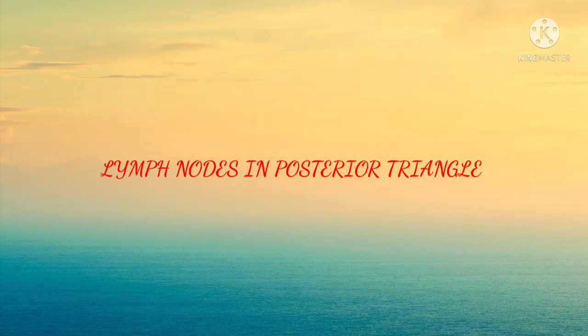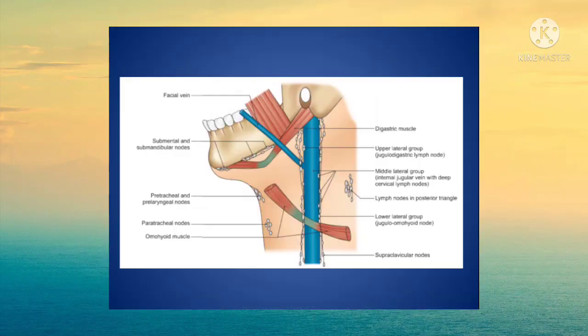Next, the lymph nodes in the posterior triangle. A few lymph nodes are present in the posterior triangle, especially around the spinal root of the 11th cranial nerve. Efferents of the deep cervical lymph nodes join together to form the jugular lymph trunks, one on each side. The left jugular trunk opens into the thoracic duct. The right trunk opens into the right lymphatic duct.